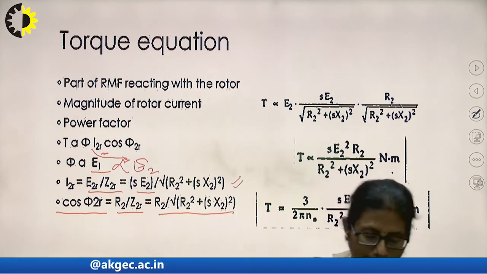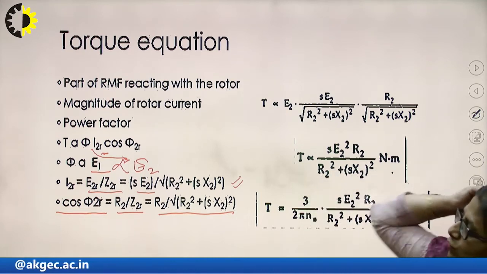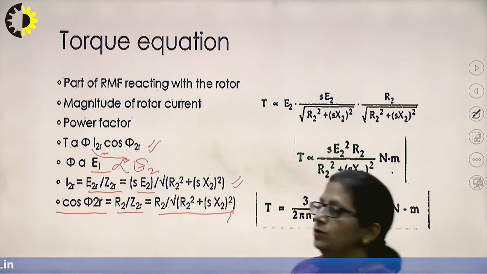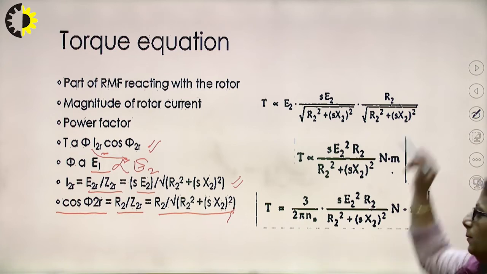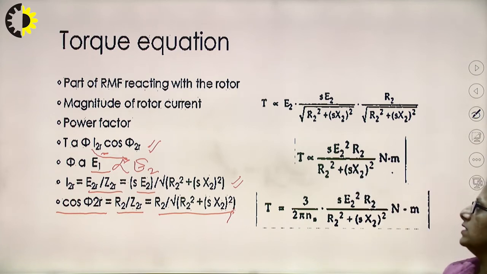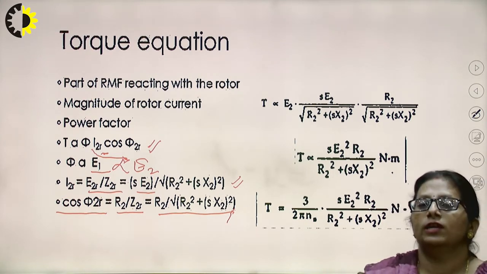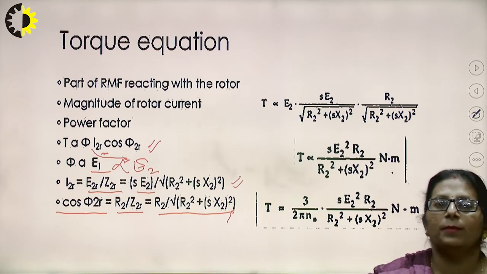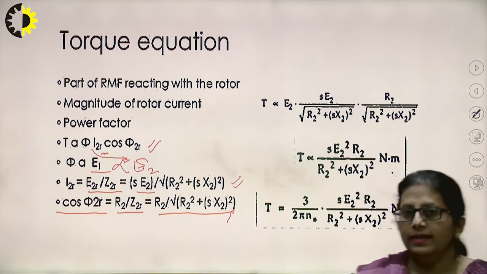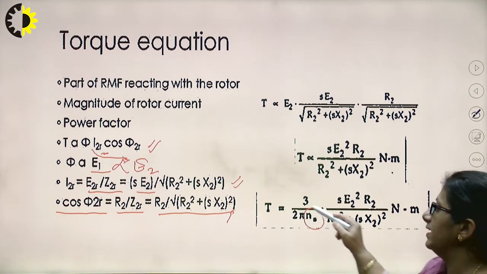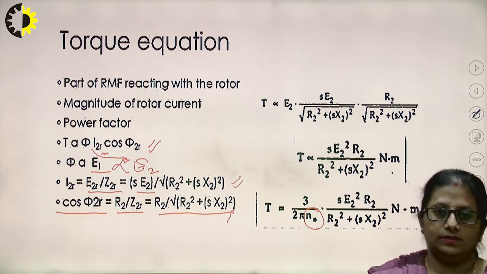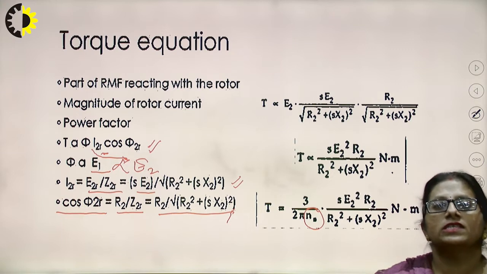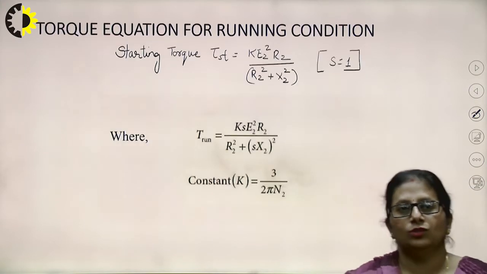Just substituting that in the expression of torque proportional to phi I2R cos phi 2R, I will have the expression of torque proportional to S times E2 square R2 divided by R2 square plus (S X2) whole square. Replacing this proportionality constant with the constant 3 upon 2 pi Ns, where Ns is nothing but the synchronous speed 120 f by P, but in rps, revolutions per second, this gives us the torque equation for a 3-phase induction motor.